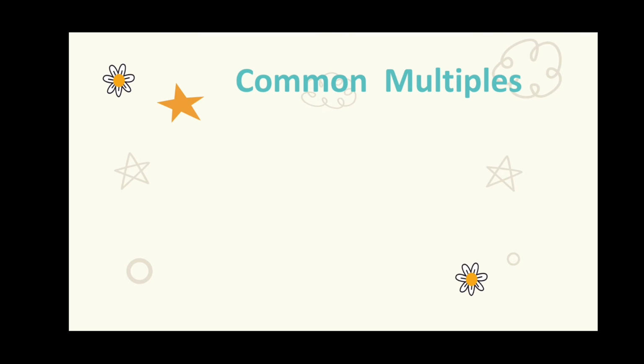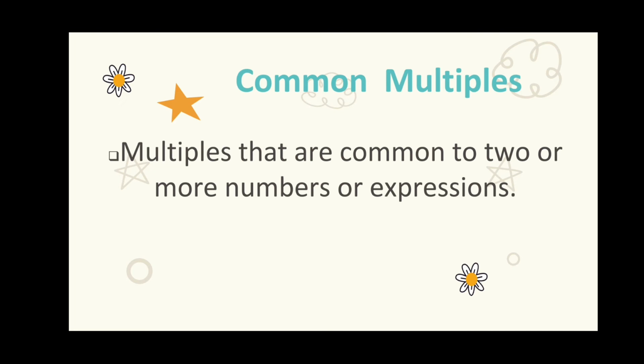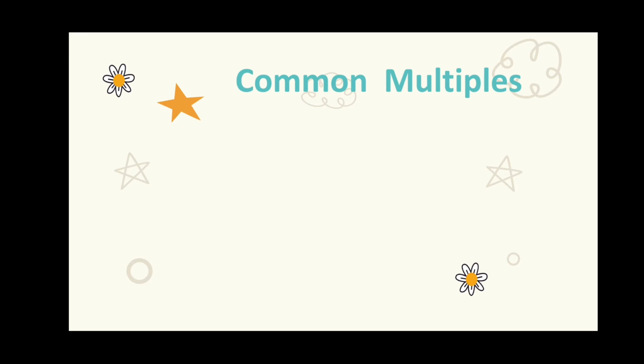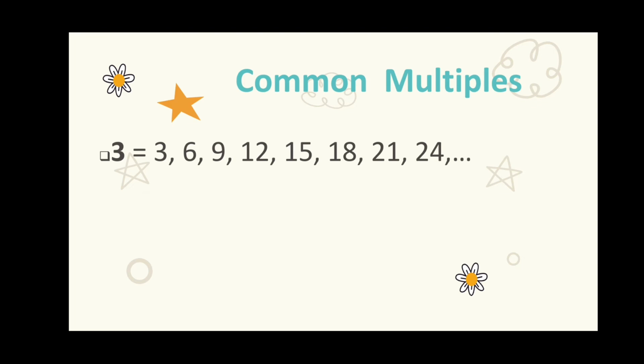Next, we have common multiples. So, na-discuss ko na rin sa last video ko ang multiples together with factors. When we say common multiples, those are multiples that are common to 2 or more numbers or expressions. For example, there are given numbers. The first number is 3 and its multiples are 3, 6, 9, 12, 15, 18, 21, 24, and so on.